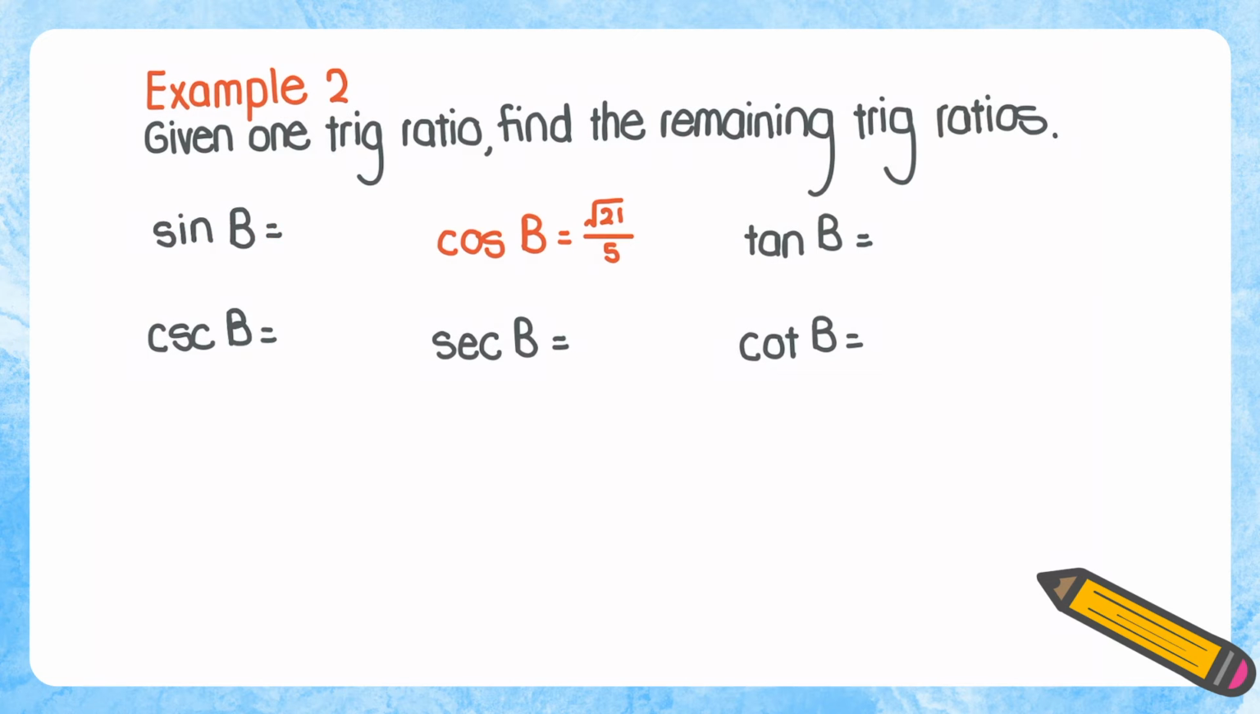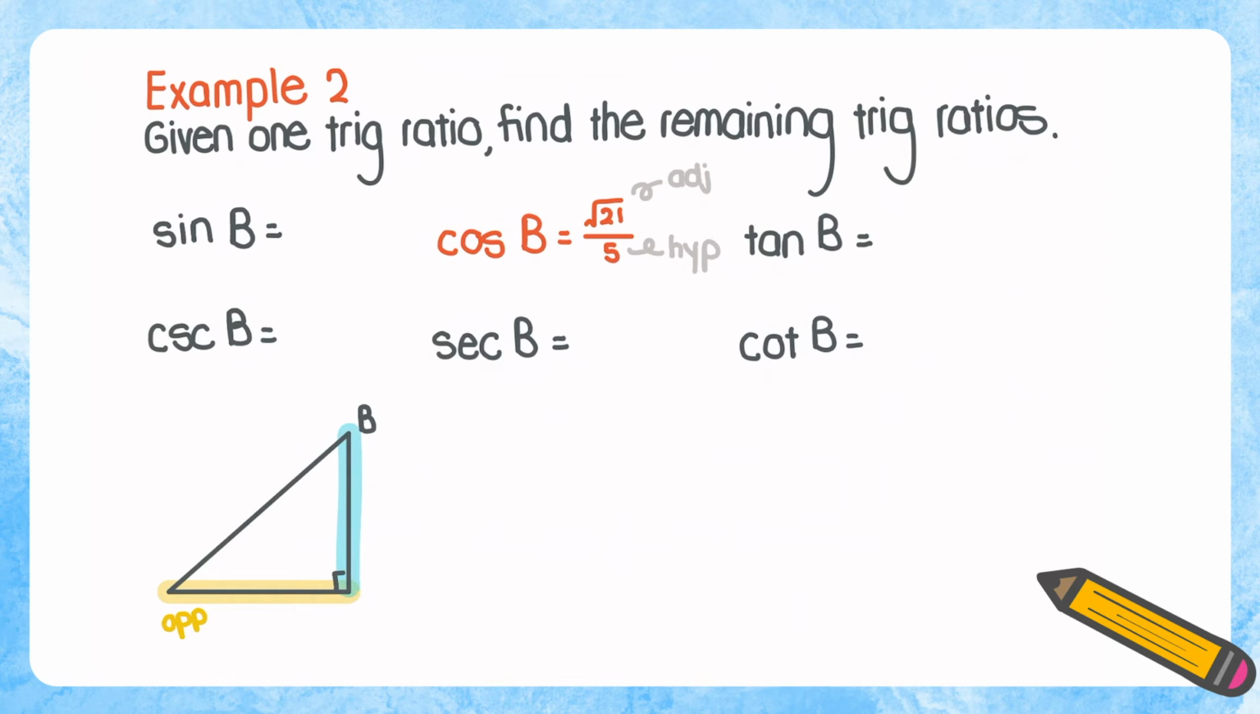Let's look at another example here. In this example, we're given that the cosine of B is radical 21 over 5. The cosine of B is the adjacent side over the hypotenuse. So with this information, we can set up a triangle. I could have set up the triangle like earlier, that would have totally been fine, but I kind of wanted to show more variation here. So here's the opposite side of angle B.